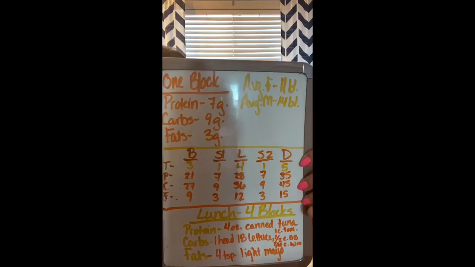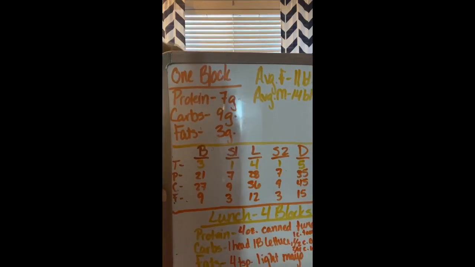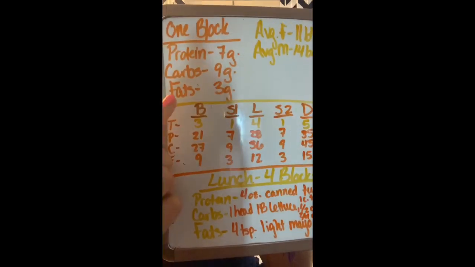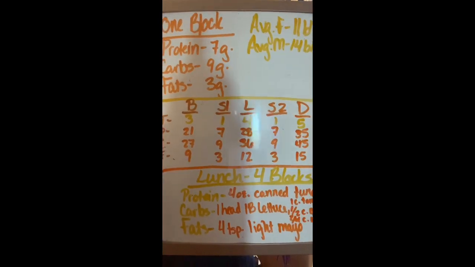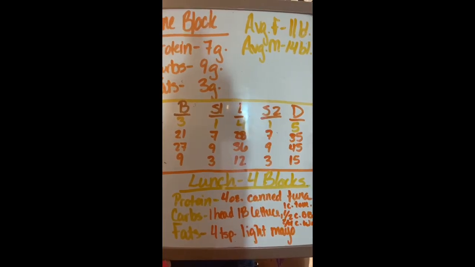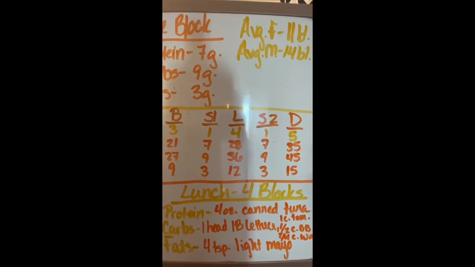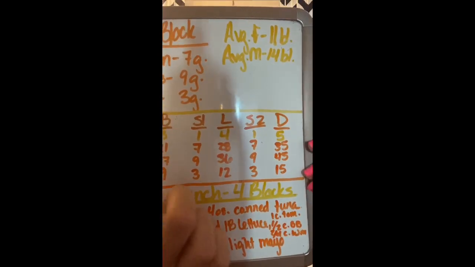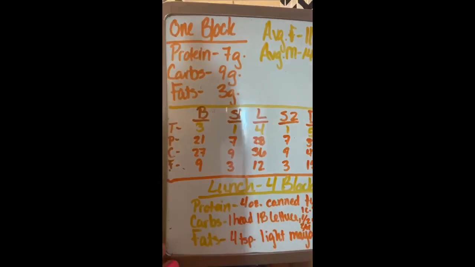Remember that one block has all three macronutrients in it. The three macronutrients are protein, carbs, and fats. In one block, there are 7 grams of protein, 9 grams of carbs, and 3 grams of fats. The average adult female is allotted 11 blocks per day, and the average adult male is allotted 14 blocks per day. When you're making your meal plan for your client, you want to make sure that the total number of blocks equals how many blocks they're allotted in one day.